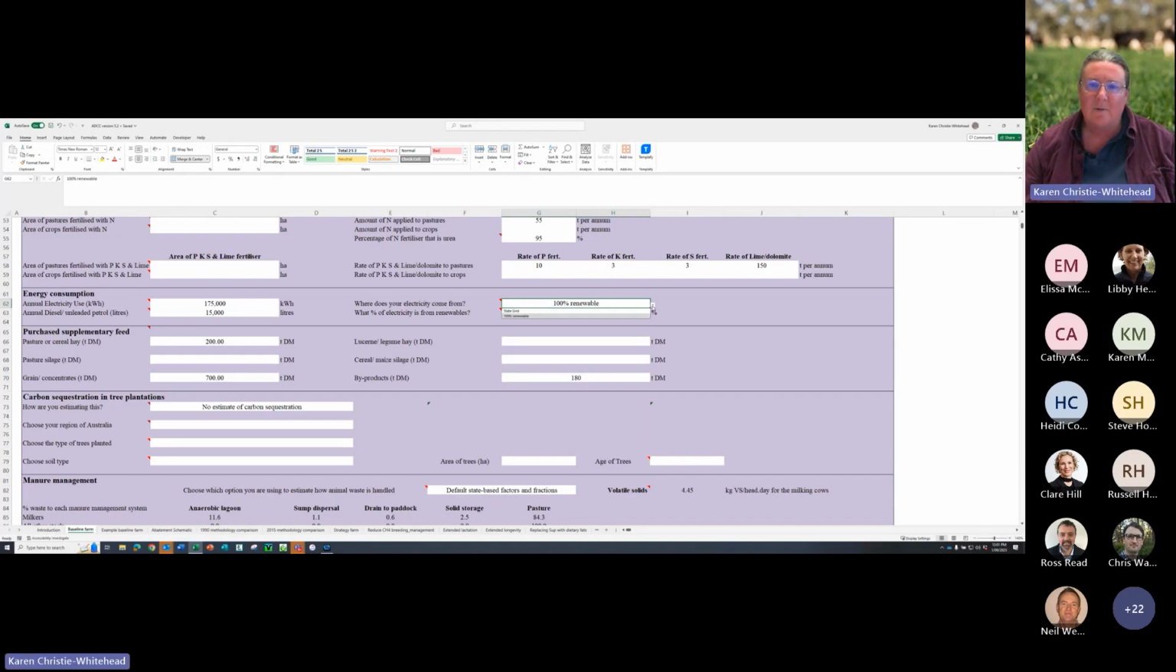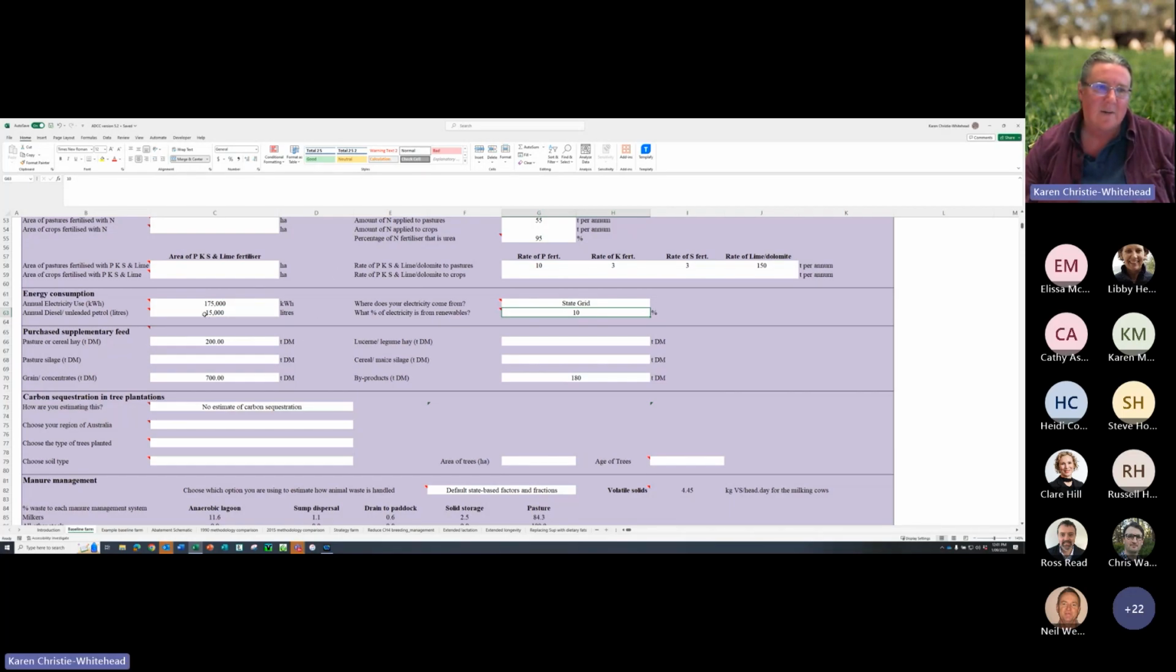But say, for example, you're in Victoria, you're purchasing 175,000 kilowatt hours, but your supplier tells you, I can guarantee that 10% of that is coming from renewables. You would enter 10 in this cell. It will then multiply that 175 by 0.9, so it will bring it down 10%, so that the footprint is just based on 90% of that 175,000 kilowatts of power.